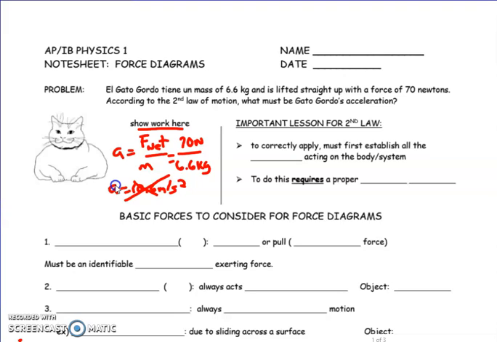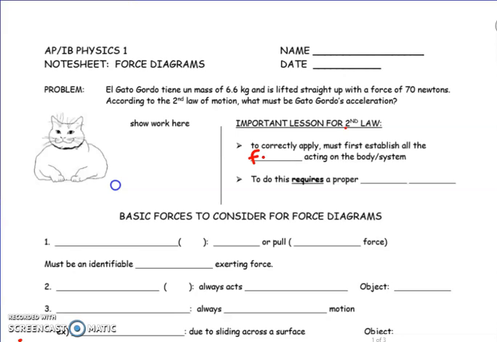So let me show you what you should do here. You don't have to change all your work, but I want you to understand that this is where the power of force diagrams comes in. The lesson for the second law: to correctly apply it, you must establish all the forces acting on the body or the system. Our body here is the cat. You know there's 70 newtons up, so I'm going to put an arrow on the cat pointing up, and label that 70 newtons.